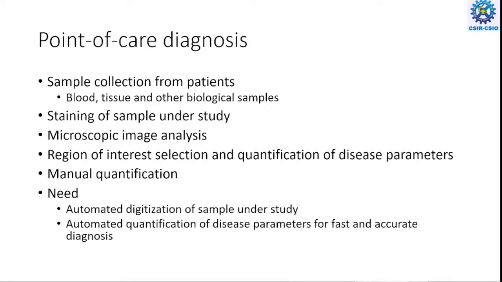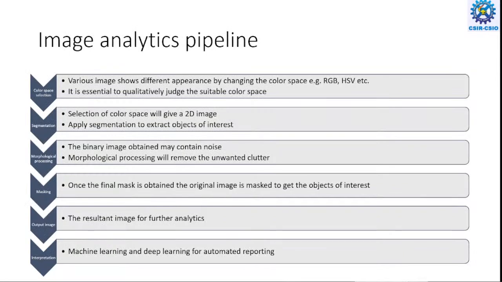So what is the need? The need is to automate or digitalize the diagnosis of the sample under study, and also automated quantification of disease parameters for fast and accurate diagnosis. So how can it be done? Basically, if we use a camera, we can get a digital image. There is an image analytics pipeline which can be used for this kind of screening.